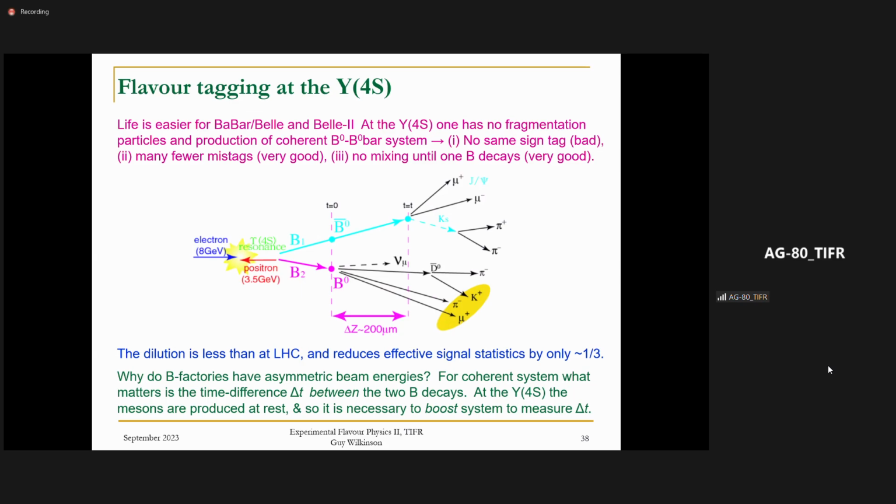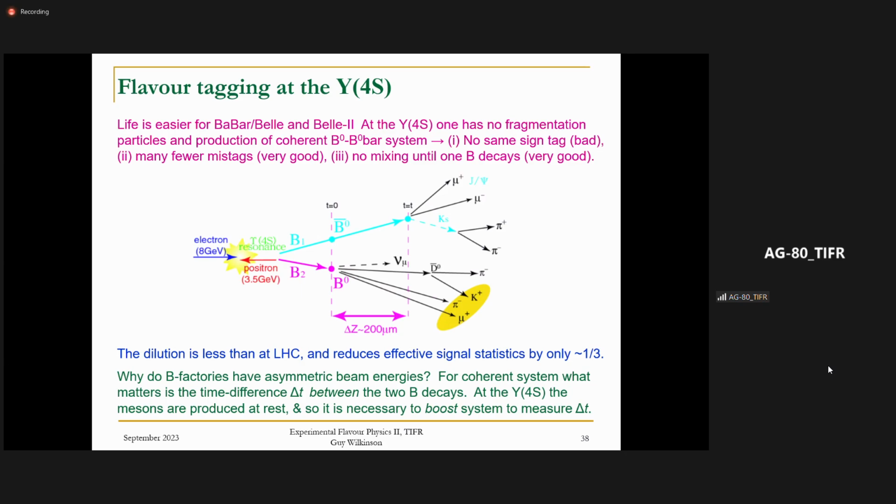The other reason is more subtle, and I want you to think about that. At the Upsilon 4S, you get a B and a B bar produced together in a quantum entangled state. I've told you that these B and B bars oscillate as they go through space. So at the LHC, when they are both produced, if you have a B0 and a B0 bar, they immediately start oscillating, and that dilutes your tagging efficiency. At the Upsilon 4S, this oscillation does not start immediately. The oscillation only begins when one of the B's has decayed. So you can have a B and a B bar that fly millimeters apart, but no oscillations begin until one of those B's decays. I want you to think about that.